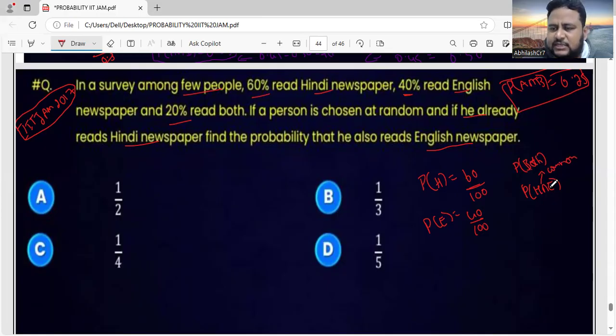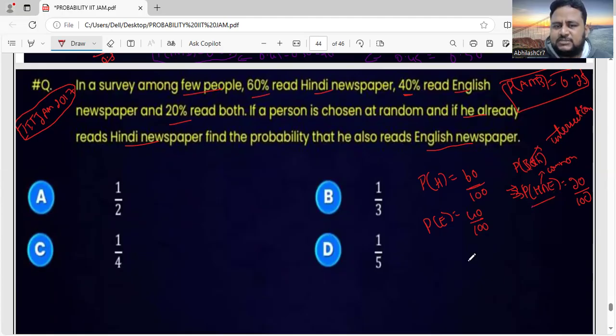A person who is reading both Hindi and English is the common person who is reading both. Whenever they say both, you have to understand that it is common, or it is intersection. So probability of H intersection E is given as how much? 20%, so that will be 20 by 100. This is a very important step, highly important. You have to remember: when they say both, it is intersection. So probability of H intersection E is 20 by 100.